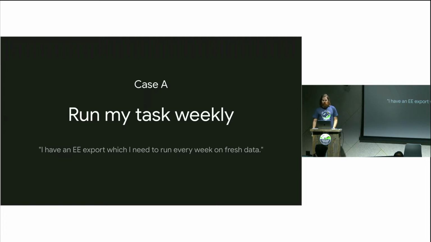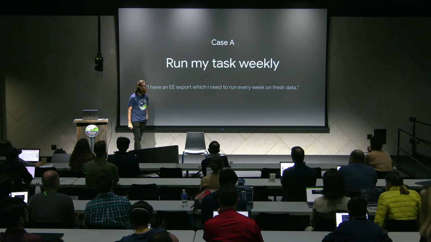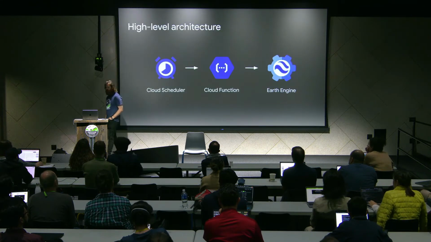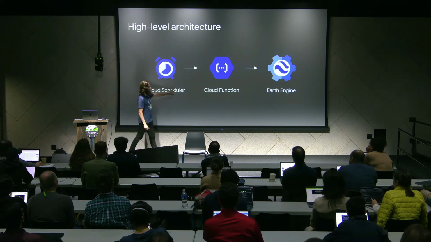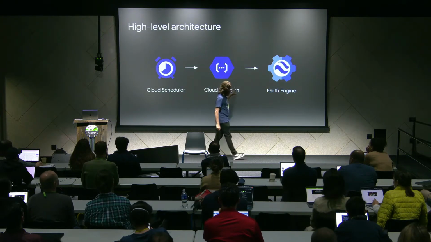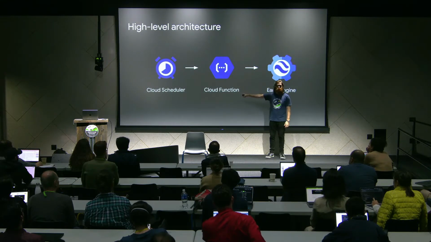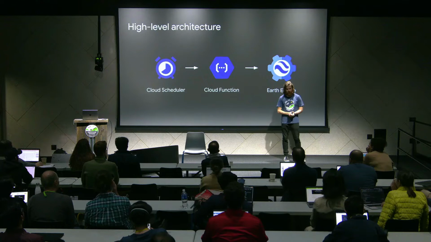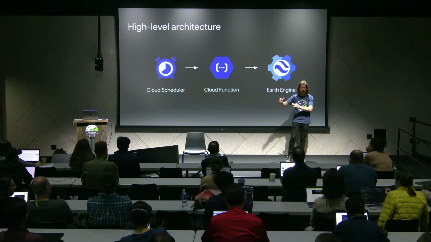Case A, example A, task A. We have this export task that we want to run every week on fresh data. This is the architecture diagram. The linchpin here is cloud functions. Cloud functions are really cool things, and if you were in Brady's talk yesterday, you heard about this a bit.